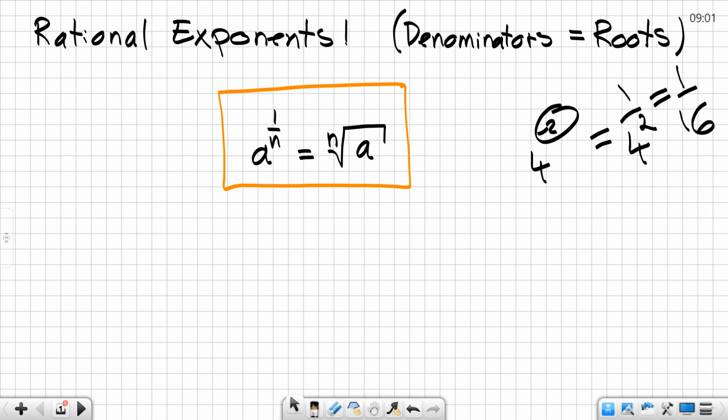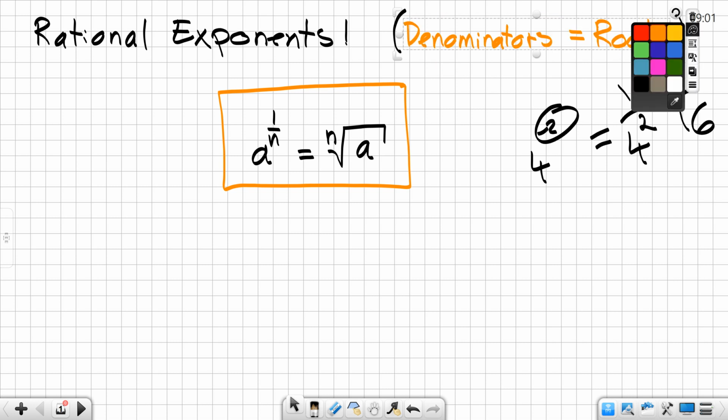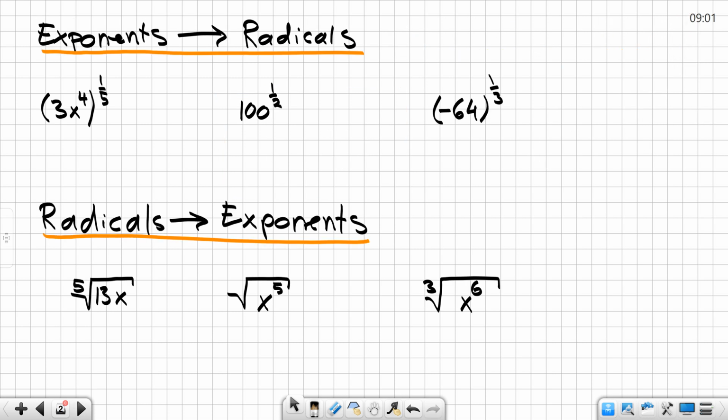Well, let's first look when I have a 1 up here, so only focus on this number down there, the denominator. That will just be the nth root out of a. So in other words, the denominators are roots. Denominators mean roots. Let's do a few examples of this. Let's first try to rewrite from one expression to another. The first thing that we are trying to do is go from the exponent to a radical. Let's try to take something with an exponent and rewrite it with a radical sign.